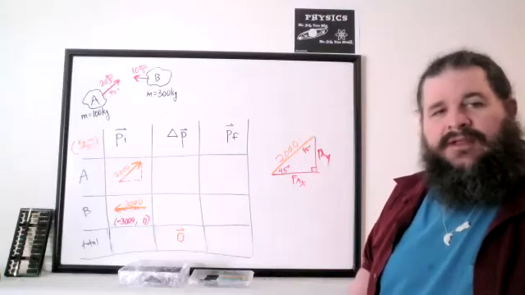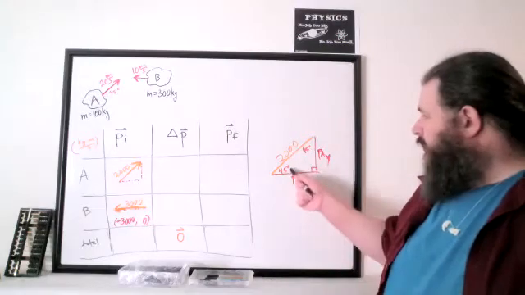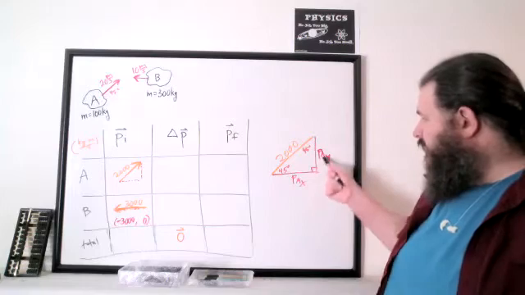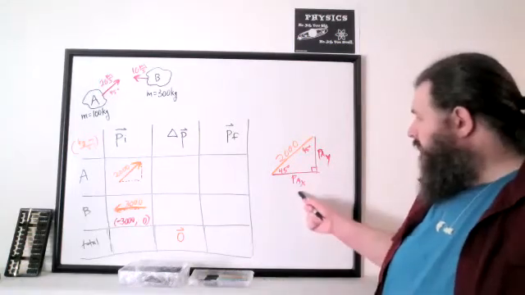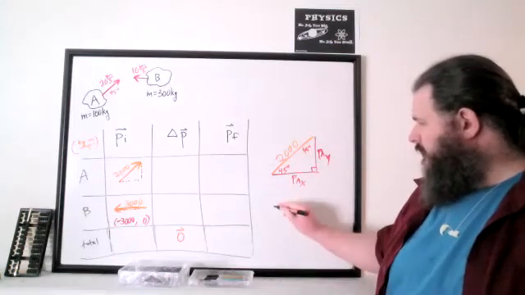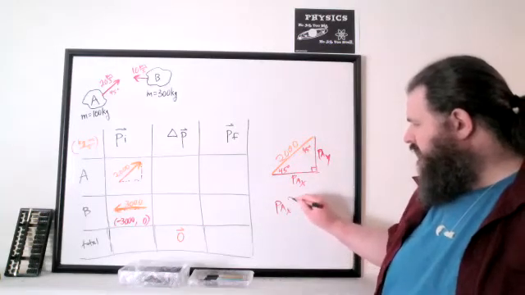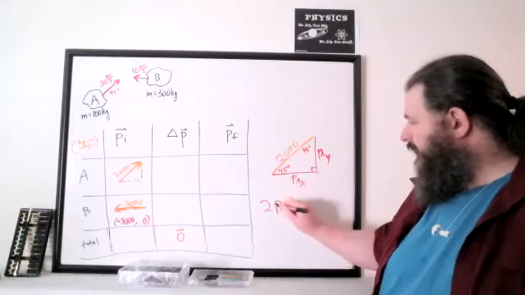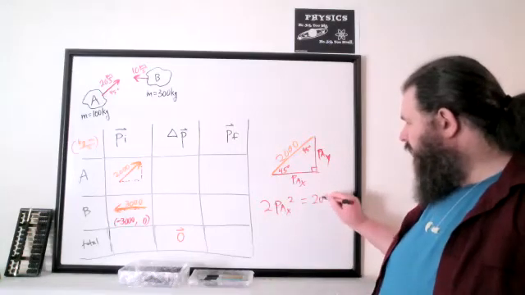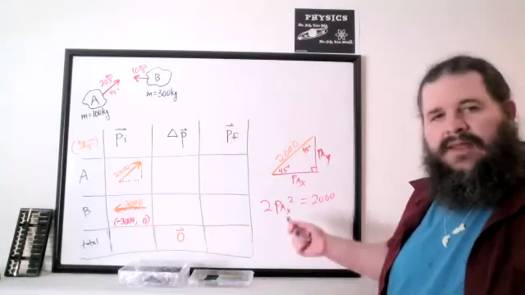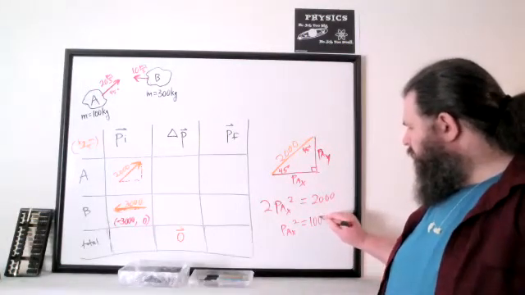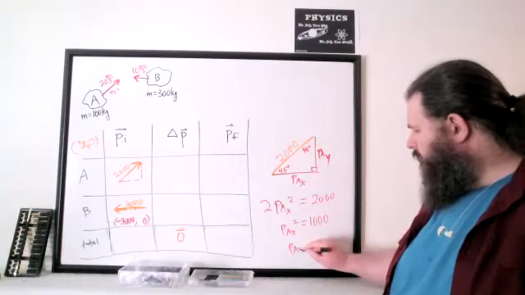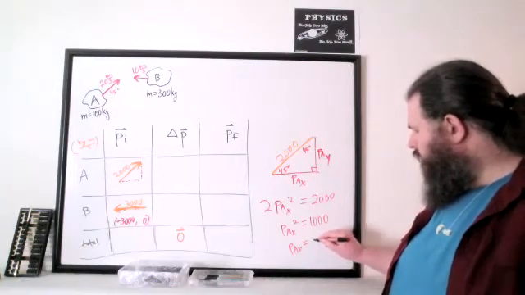We could use the Pythagorean theorem here. The fact that this is a 45, 45, 90 triangle tells us that these two sides are the same as each other. So we can say this squared plus itself squared is 2,000. So PAX squared plus another copy of it equals 2,000. And then divide both sides by 2 and take the square root. So we'll get 10 root 10.